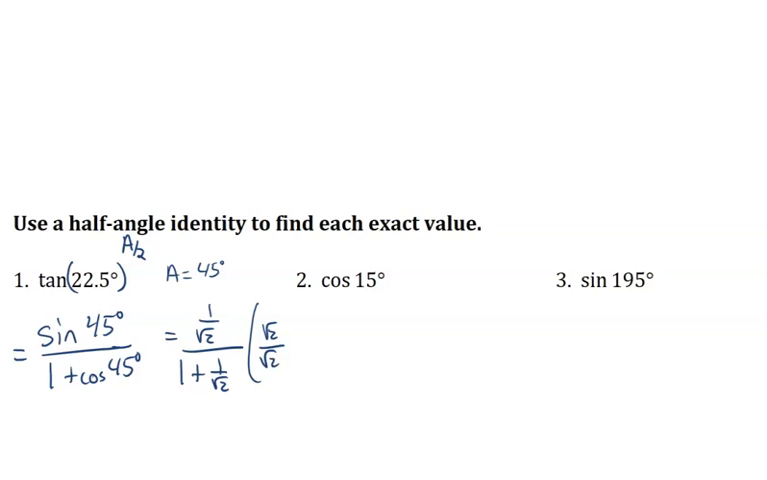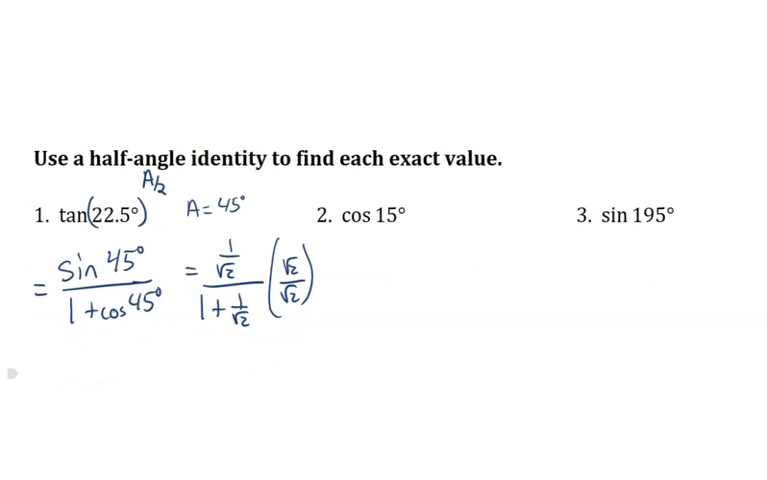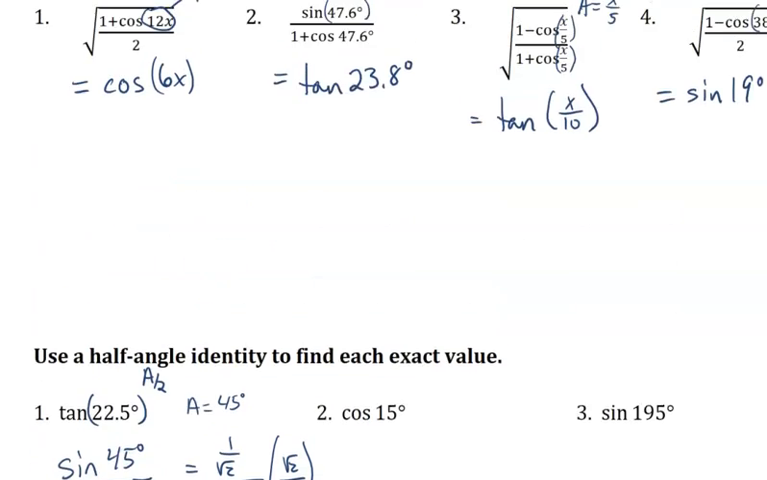Let's rationalize, so multiply by root 2 over root 2. We end up with 1 over root 2 plus 1. Plug that into a calculator, I think it comes out to be like 0.41 something. I'm only doing that to show that we get the same thing. So now that's the sine over 1 plus cosine.